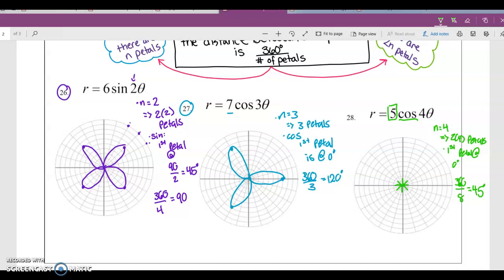So I've got this kind of little ugly sketch right there. All right, so now we need to count out 5. So 1, 2, 3, 4, 5. And then we go 45 degrees from there. Gives us our second petal. 45 degrees from there is our third petal. 45 degrees from there is our fourth petal. Fifth petal. Sixth petal.